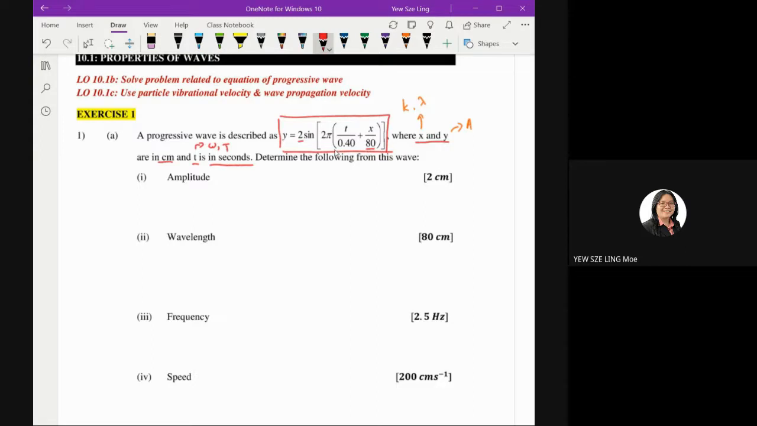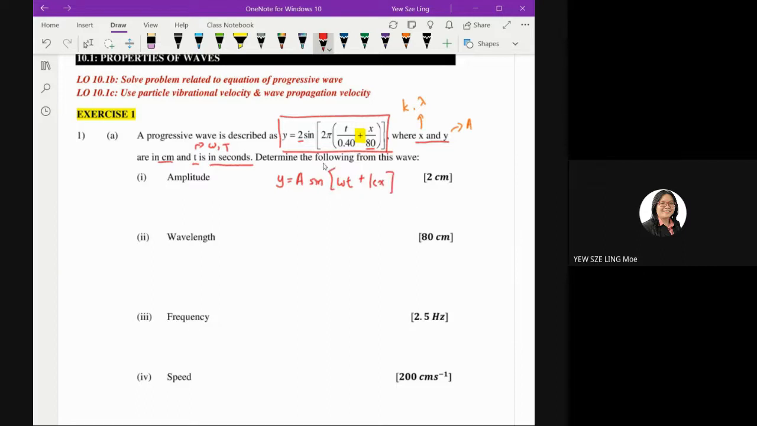The first thing you need to do is to write down the general equation. So what is the general equation? The general equation is y equals A sine bracket, omega t, and then you check the sign conventions in the equation. In this equation, it gives you plus. So in our general equation, we're going to use the plus sign: plus kx.